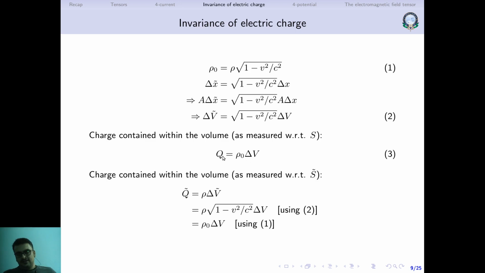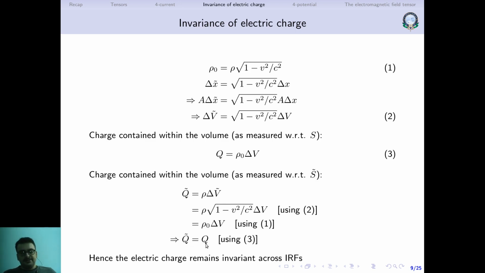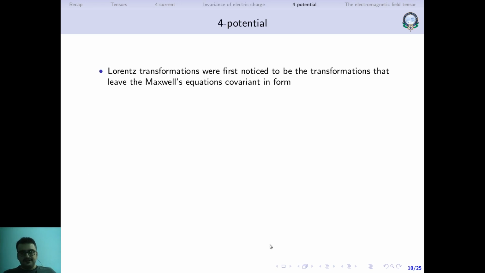Okay, so now Q is rho naught delta V, and Q tilde is also rho naught into delta V. That means Q tilde must be equal to Q. That means the electric charge remains invariant across all inertial reference frames. Okay, so now this brings us to the 4 potential.